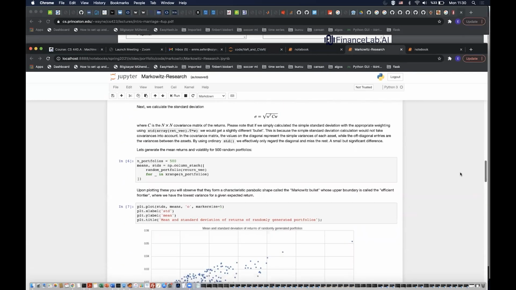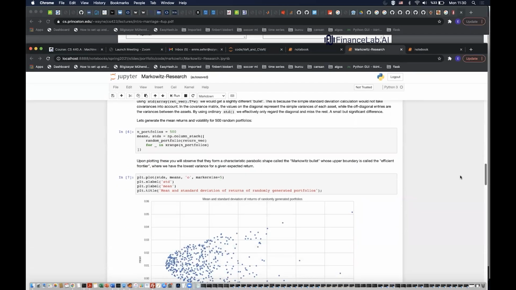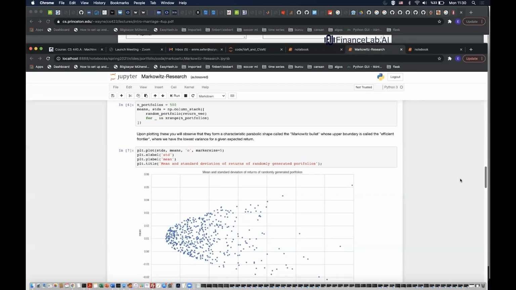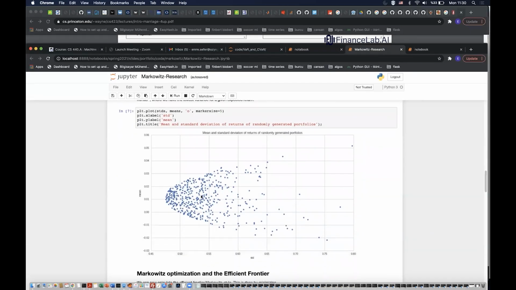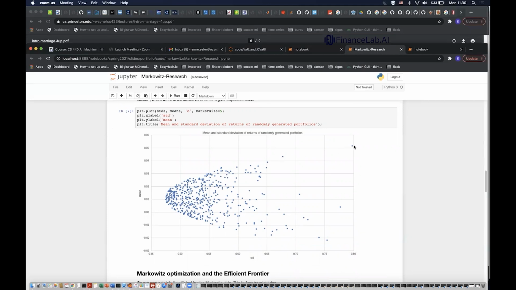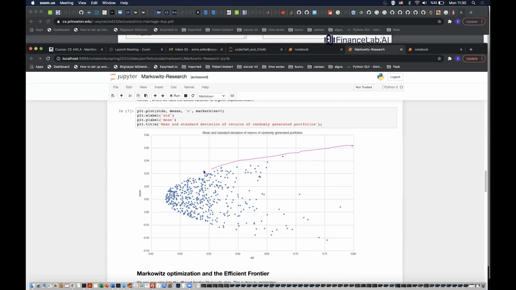And here, for 500 random portfolios for given return vectors, we plot how the portfolio return and standard deviation look like. This is the mean return and standard deviation of the returns of randomly generated portfolios. And as you noticed here, this is the efficient frontier. So the returns that are in the outer domain of this parabola are the efficient frontier.